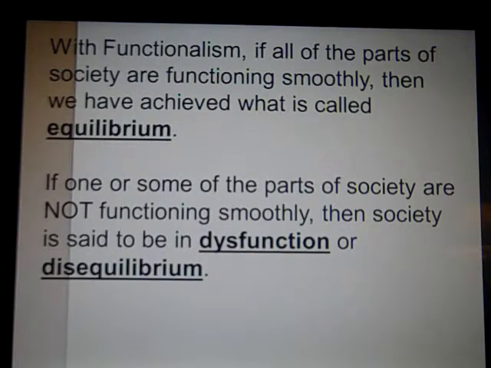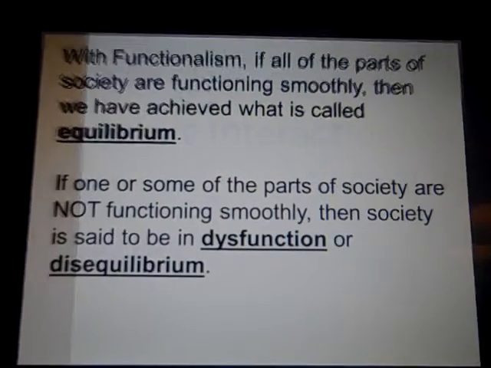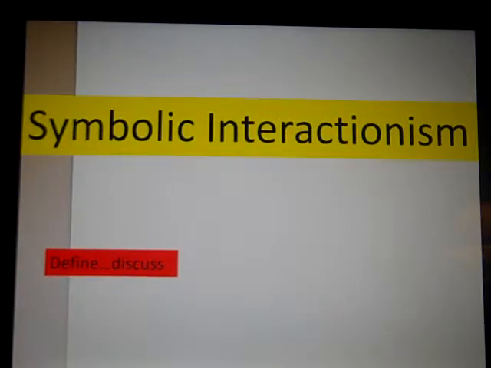With functionalism, I'll end this theory by saying this: if all the parts of society are functioning smoothly, then we have achieved what is called equilibrium. If some of the parts of society are not functioning smoothly, then society is said to be in dysfunction or disequilibrium. And as is often the case, very rarely, if ever, will you find a society where everything is running smoothly and perfectly. There's always dysfunction or disequilibrium. Now, the second of the three major perspectives is referred to as symbolic interactionism.